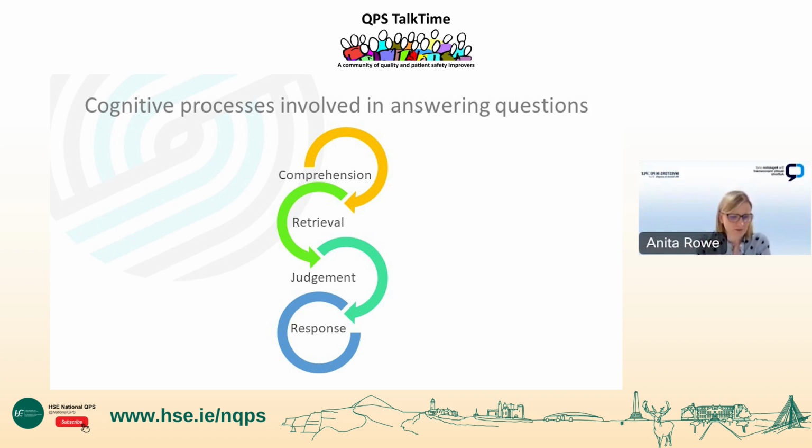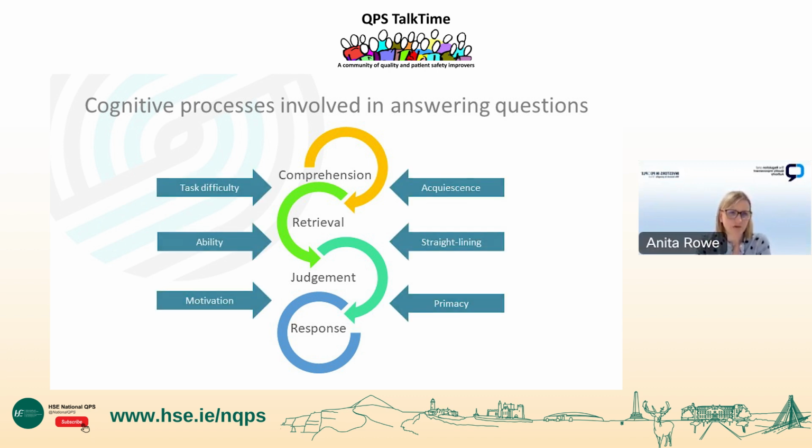And then, of course, there's a number of factors that influence this. So these are going to come up in arrows on the slide. We've got task difficulty, we've got the person's ability level. We obviously have to think about people's literacy levels, their health literacy as well. We have to think about their motivation. How motivated are people to answer your questions, or do they have another agenda on their mind that is going to make them answer in a particular way?